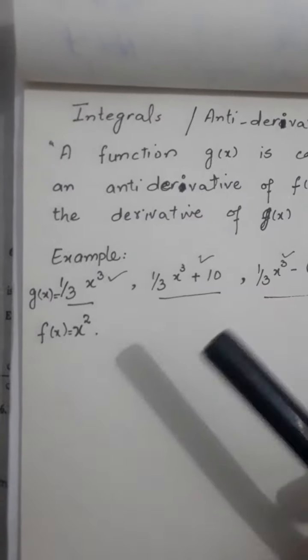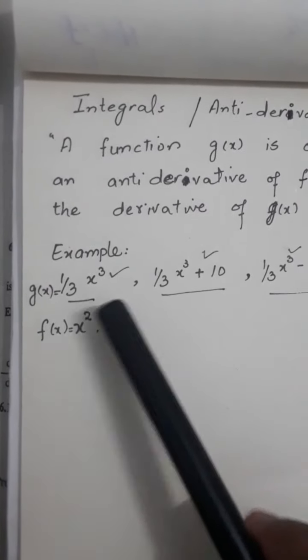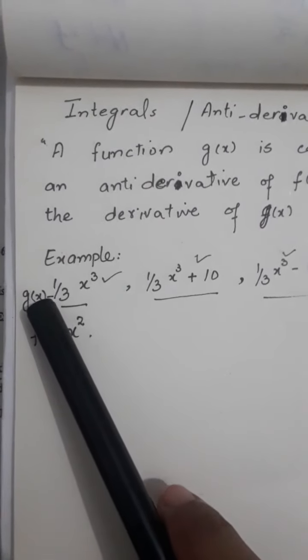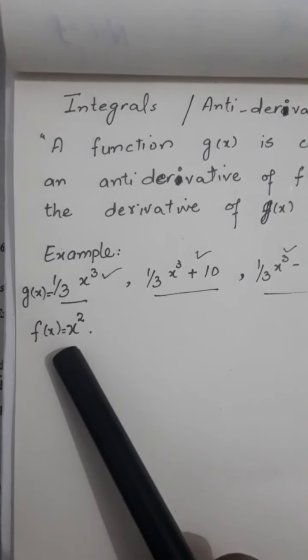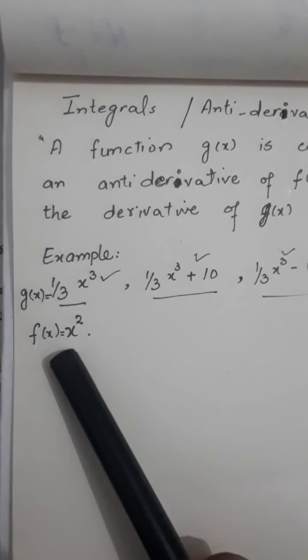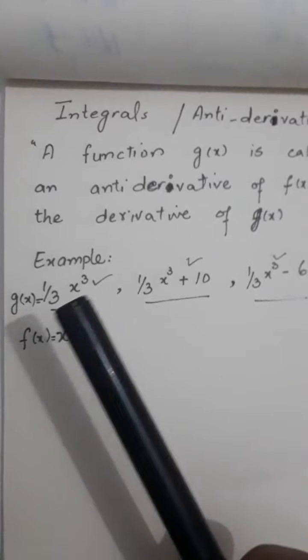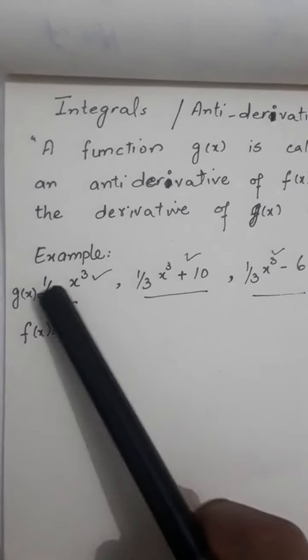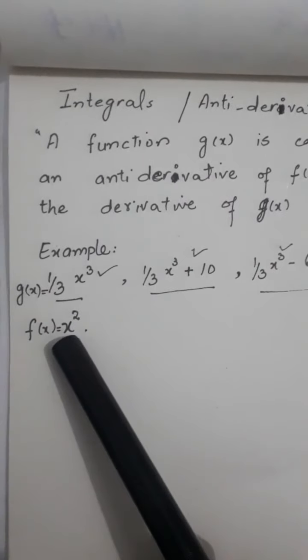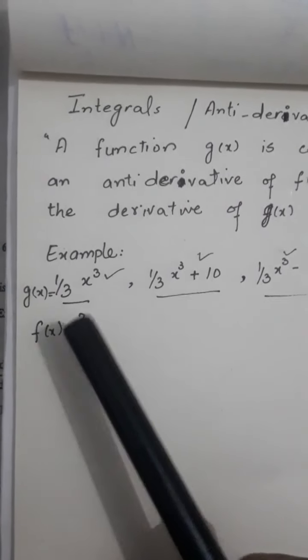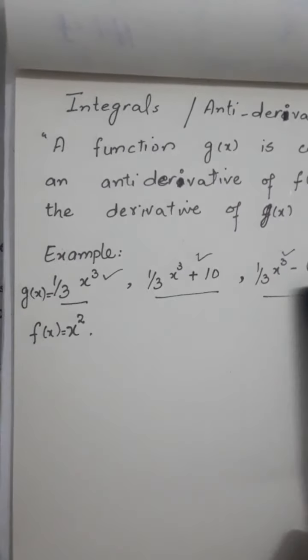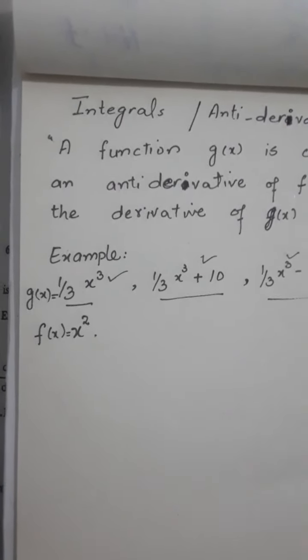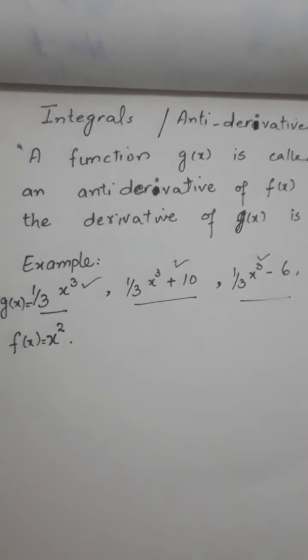So let's get back to where we left off. We said g of x is the antiderivative of f of x, so the derivative of g of x should be f of x. Let's differentiate these and see if we get the result f of x or not. If that is true, then these are obviously the antiderivatives of f of x, right?